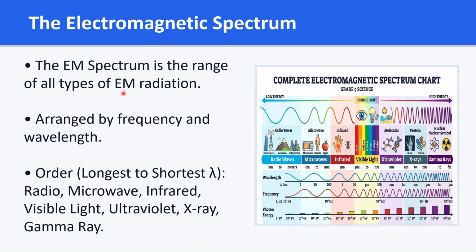So the EM spectrum is the range of all types of EM radiation. Tanan electromagnetic radiation na siya. Arranged by frequency and wavelength. So naka-arrange siya by frequency or wavelength. Ang order niya, longest to shortest lambda, from the radio wave, microwave, infrared wave, visible light, ultraviolet, X-ray, and gamma rays. So remember the order from longest to shortest wavelength.